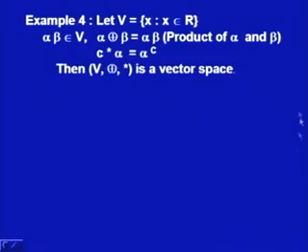Now these are some of the examples, simple examples that we are aware of, but let us take an example which is slightly different from what we had so far. Now we define a vector space V consisting of all real numbers belonging to R, and here I am defining the addition of two vectors in a different manner.